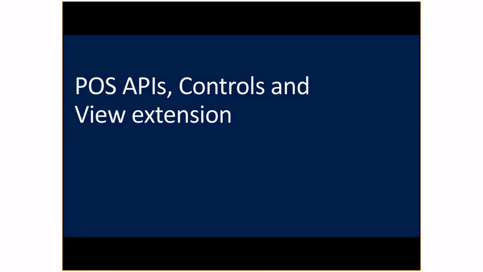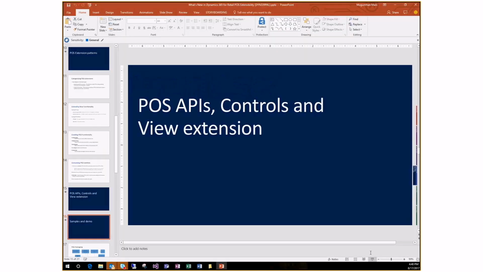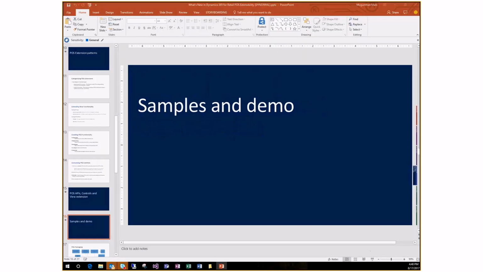Next, I will show some quick samples and demo how you can do an extension. In the architecture diagram, I talked about the extension manifest. I will go over what that extension manifest is and how we will use it. I will go back to my environment.